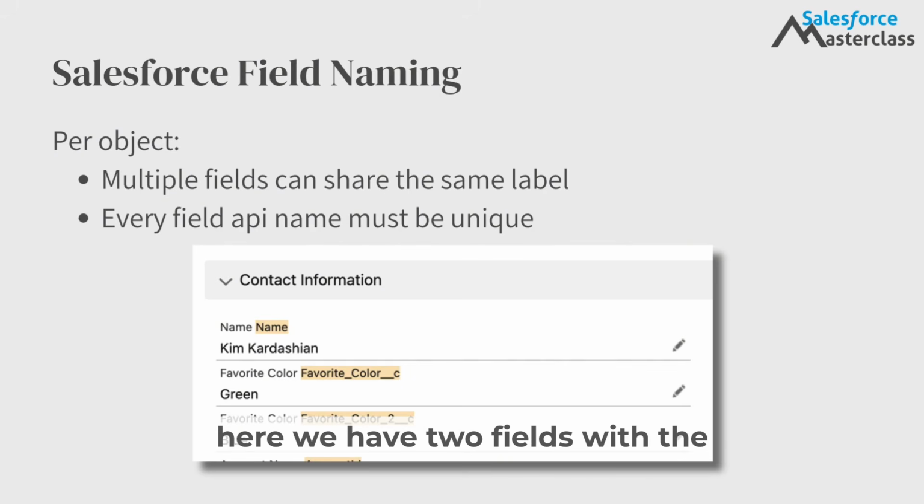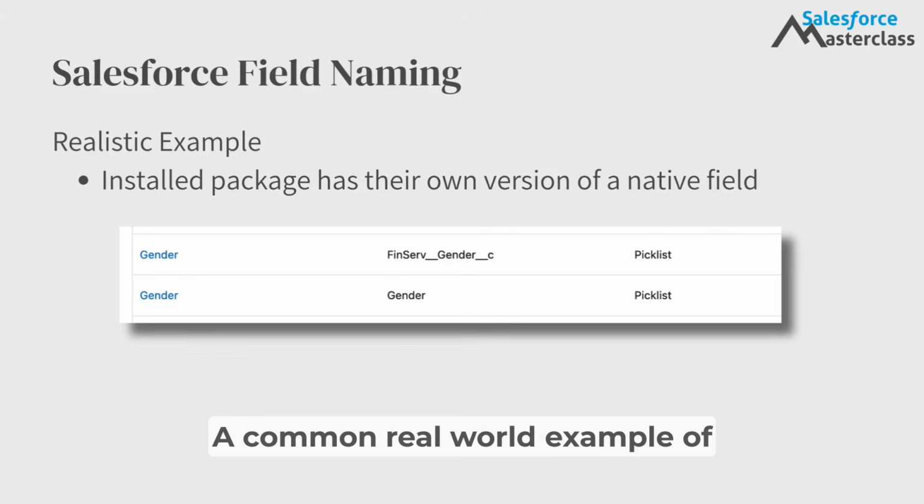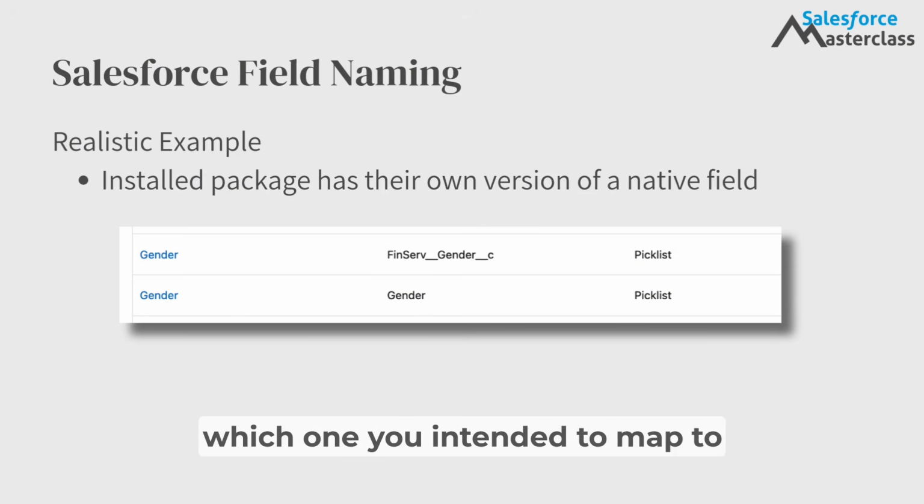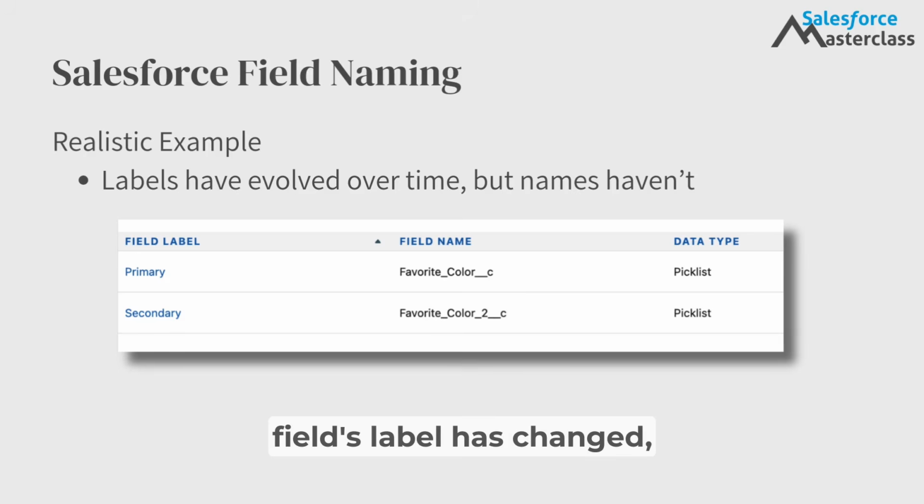For example, here we have 2 fields with the same label of favorite color, but each has its own unique API name. So how should we set up our contact map to accurately load the color data? A common real-world example of this is where an installed package, like financial services, has its own version of a field. The label is the same as the native field, but Data Loader wouldn't know which one you intended to map to if you're only using the label. It's also common to see that a field's label has changed, but its API name hasn't. You'll see this in orgs where a field's API name is hard-coded in Apex or an integration and can't easily be updated to match a change to its label.